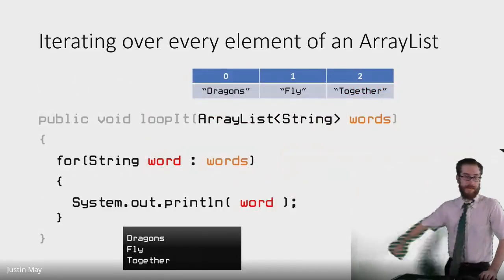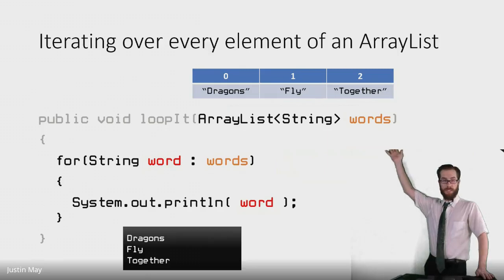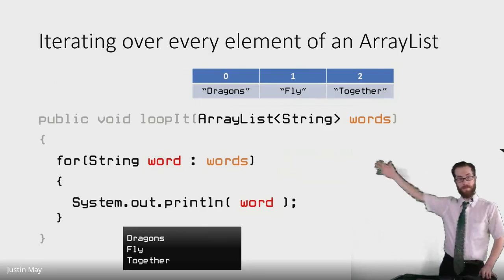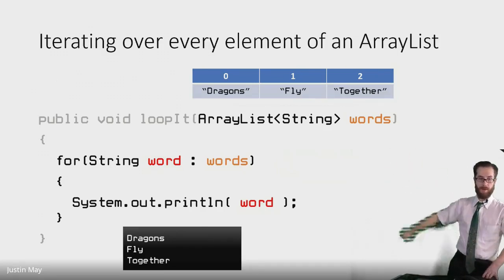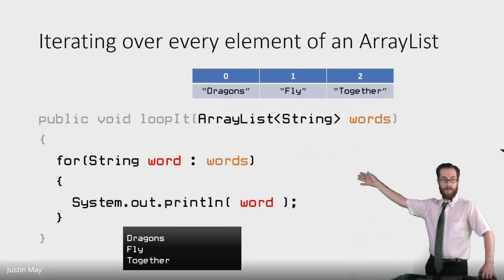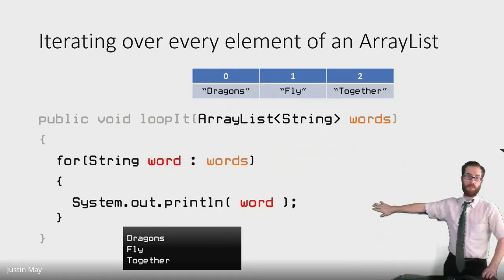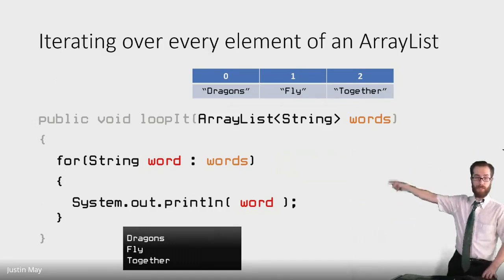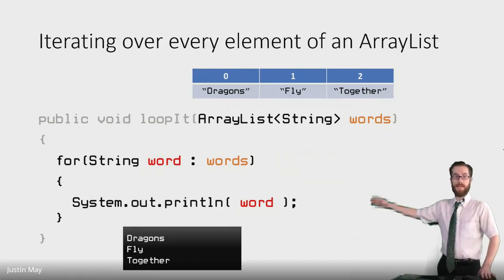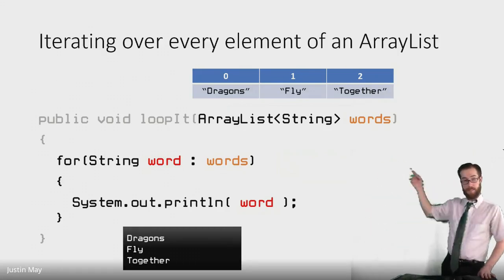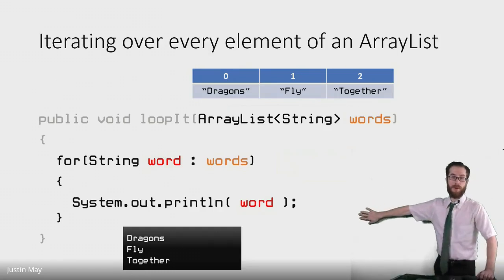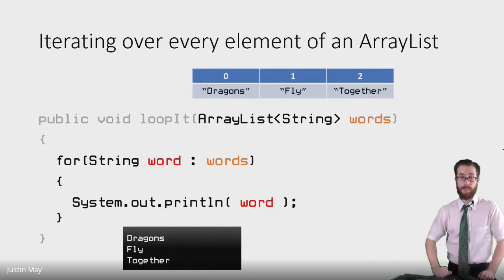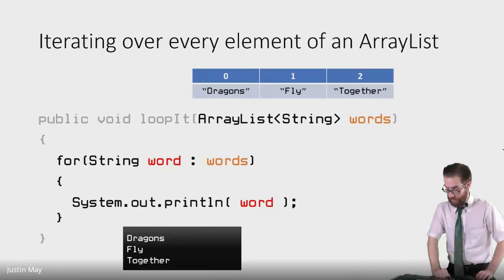So here's an example. Let's say the values of this list words is dragons fly together. So there's 3 elements in this list. The first one is dragons, then fly, then together. This loop will iterate over each element, and for each element, it will print that value, what I called word. So the first iteration, it prints dragons, print line dragons. Next line, it prints fly, and then next line, it prints together. So it's going to execute this code for each element in the list, one at a time, in order from left to right. So starting from the first element all the way to the last element.